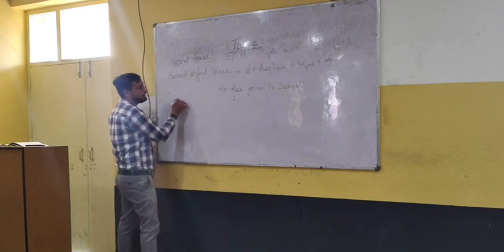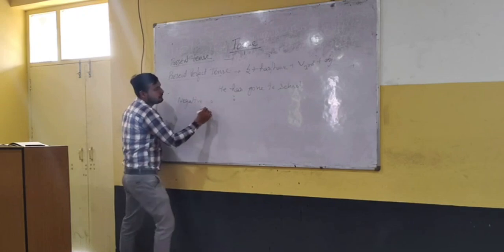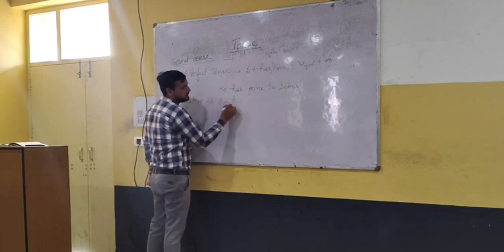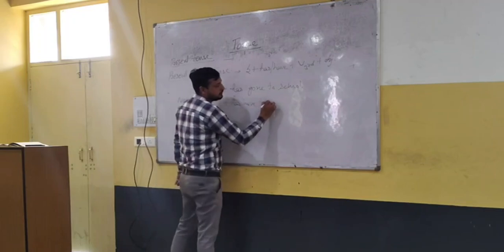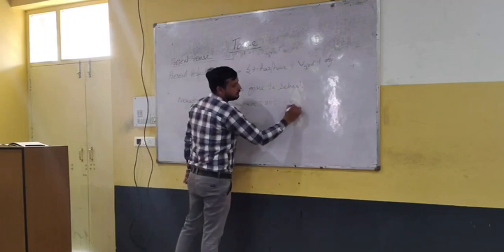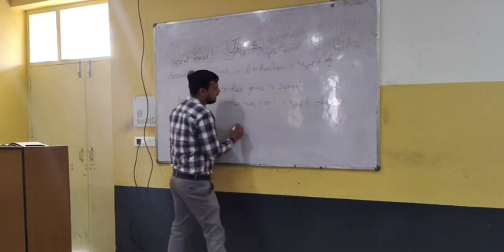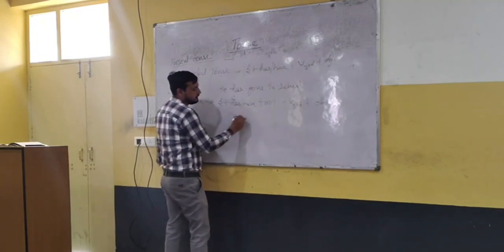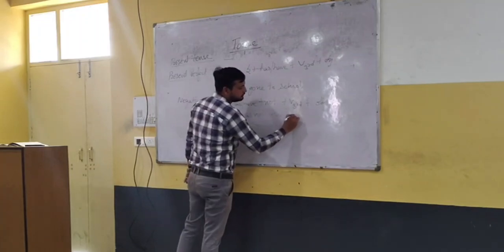Now we are going to make a negative. Subject plus has, have plus not plus verb की third form plus object. Now, he has not gone to school.